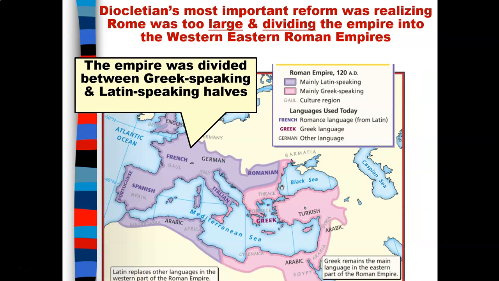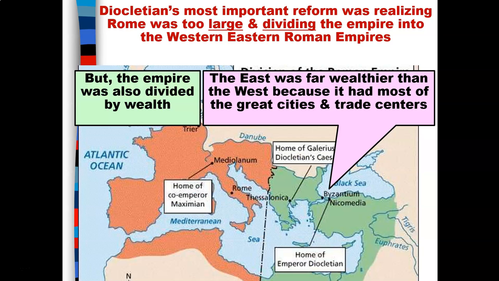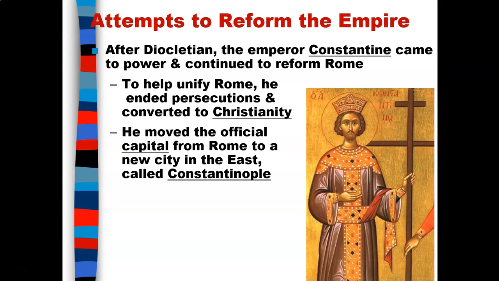Let's move on. The empire was divided between Greek-speaking and Latin-speaking halves. Very important. The right-hand side was basically Greek-speaking, and the left-hand side was basically Latin-speaking people. Very important how the empire was actually divided. But the empire was also divided by wealth. The East was far wealthier than the West because it had most of the great cities and, on top of that, the great trade centers. This was very important because trade brings wealth.